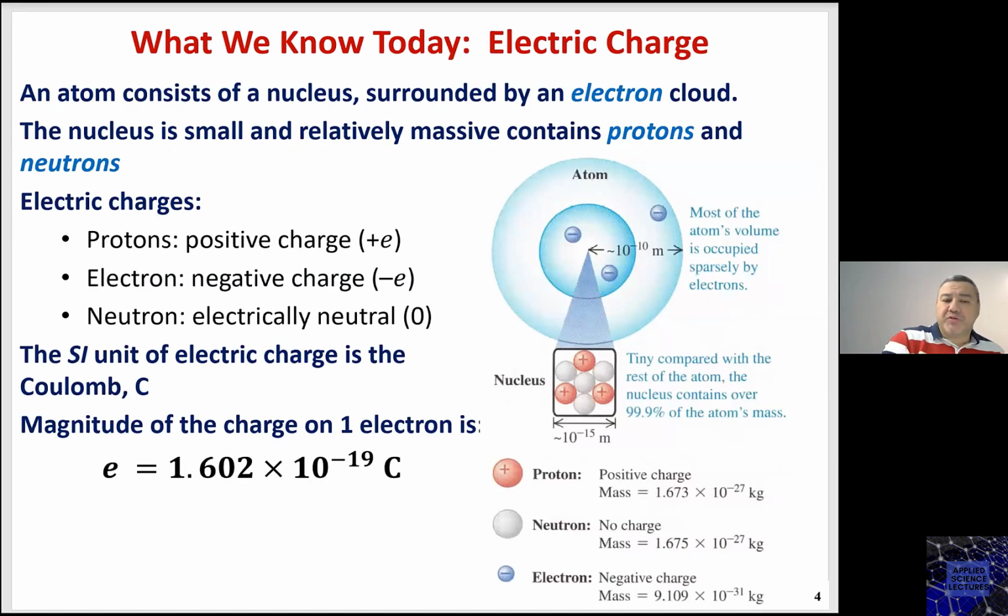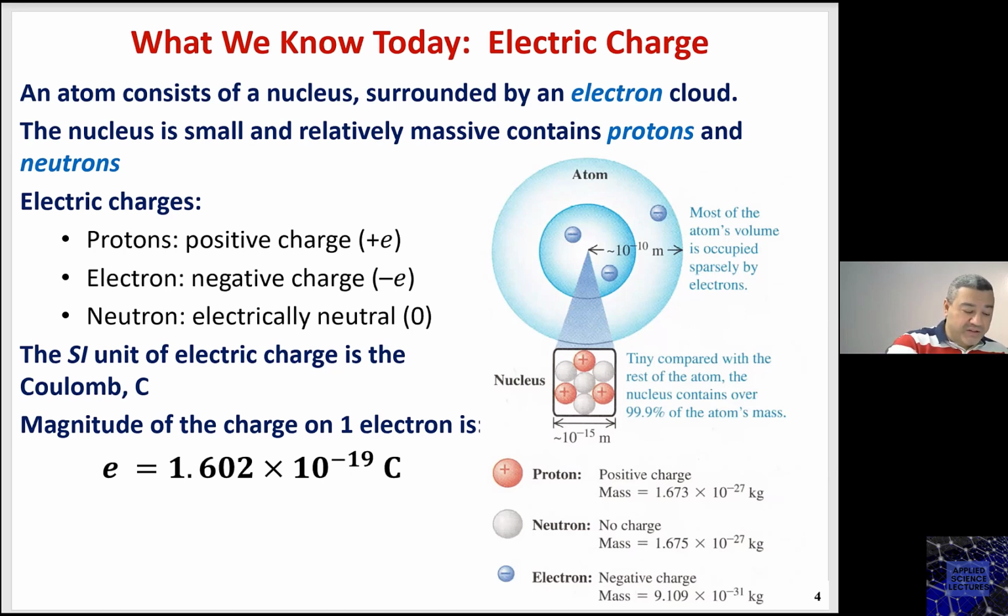So what do we know today about the charges? We know that there are three particles that exist in the atom. Those particles are electrons, protons, and neutrons. Protons and neutrons exist in the nucleus of the atom. However, the electrons are floating around.